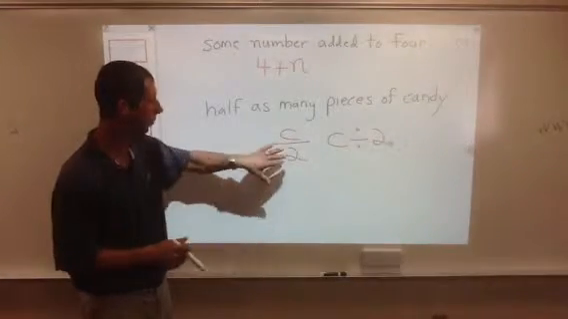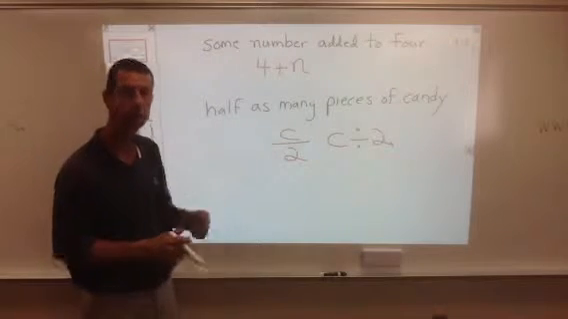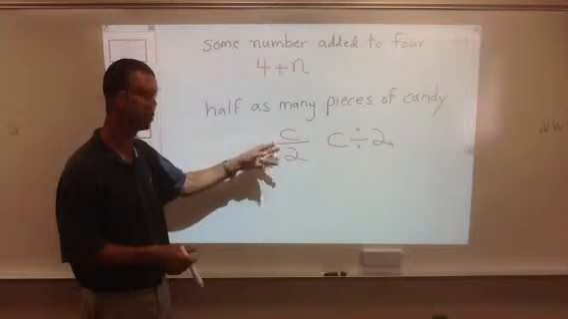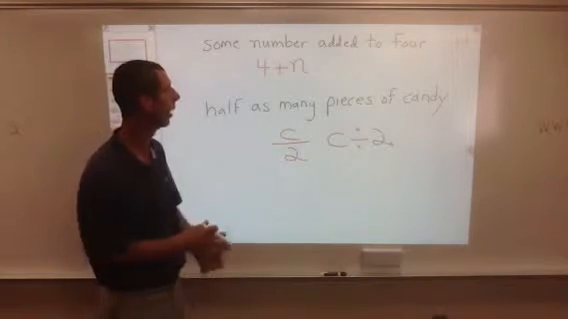Okay, now these are both examples of what are called algebraic expressions. Once again, they have a variable and an operation, and usually some numbers as well.